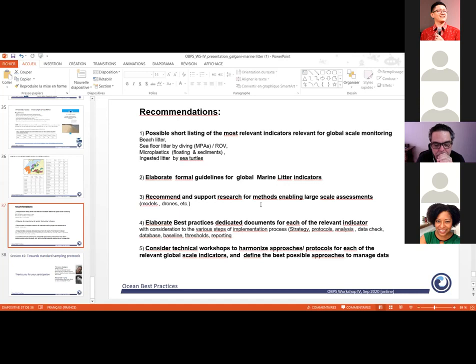Something like describing in detail for each of the selected indicators how to implement it correctly, so that each party, countries, institutions, and so on will be able to follow exactly the same. And this is an important conclusion from the meeting. And then what will be important probably is also to consider technical workshops to harmonize the approaches and protocols. The example for floating microplastics between the Japanese initiative and the European one, and the 5 Gyres database and so on, to harmonize all, in terms of units also, are quite important.